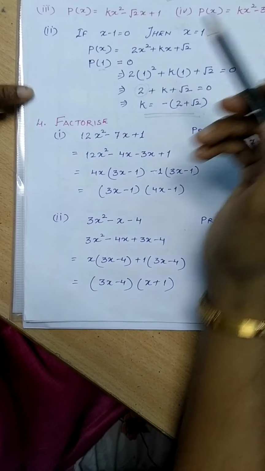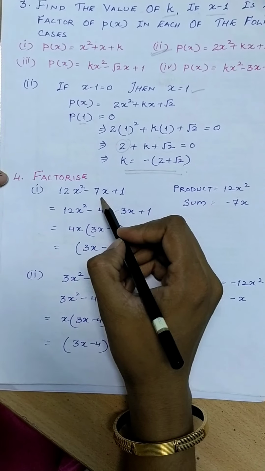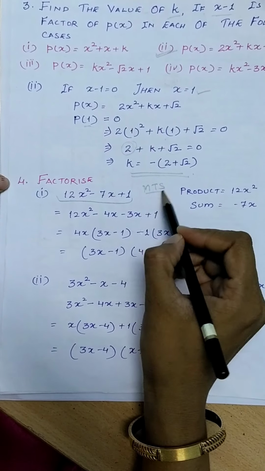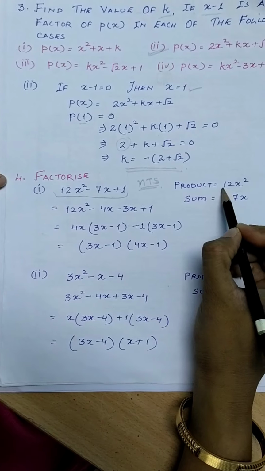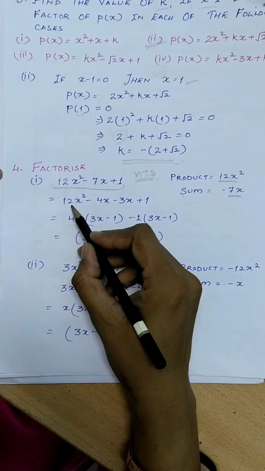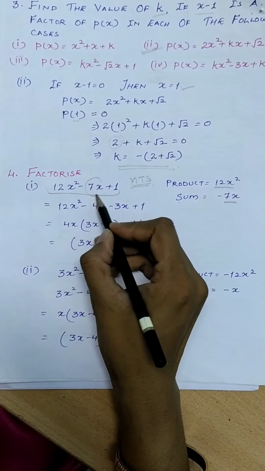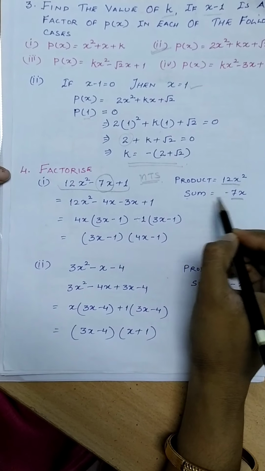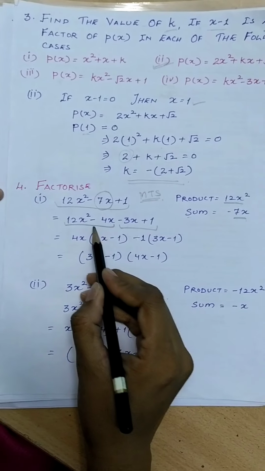Okay. Now come to the next question, we have to factorize 12x square minus 7x plus 1. So which method will we use? We'll use the middle term splitting method here. What we have to do here is check that the product should be 12x square and the sum should be minus 7x. So 12x square minus 4x minus 3x plus 1. We have to split this minus 7x into two parts so that the product is 12x square and the sum is minus 7x. Now we'll make pairs here and take common factors.